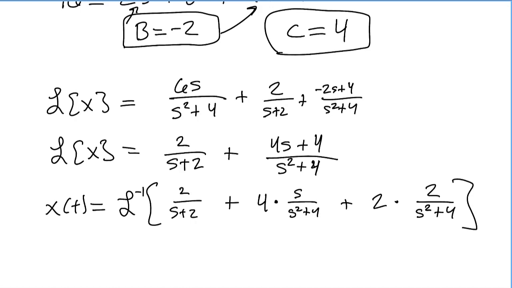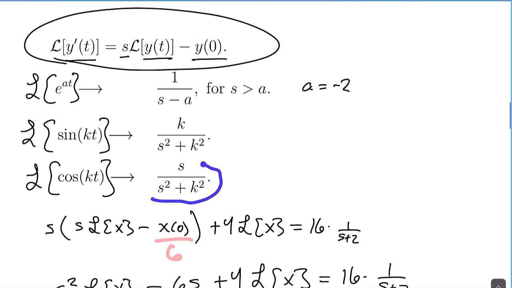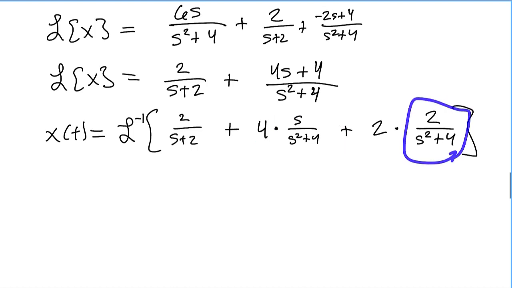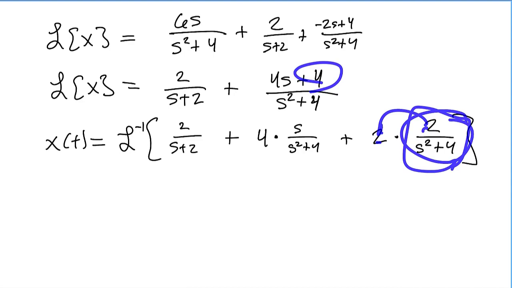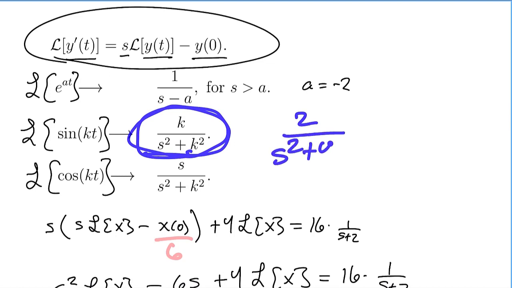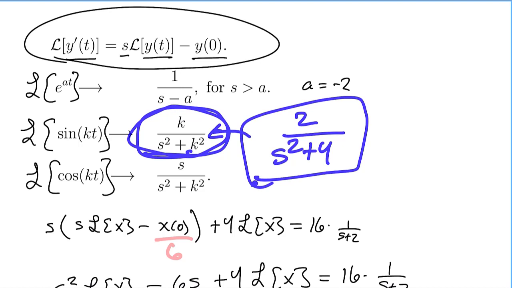Now, hopefully you can see this 4s is the same as this 4s. And the reason I factored the 4 out is because s over s squared plus 4 is on my list over here. Here's s over s squared plus 4, right? And k is equal to 2 in this case. So that should be a cosine of kt, so cosine of 2t, but then times 4. Here we have 2 over s squared plus 4. And 2 times 2 is 4. So I have factored out the 2 because I want a 2 in the numerator; I need 2 over s squared plus 4, right? That would match this form k over s squared plus k squared. Okay, so that is sine of kt.